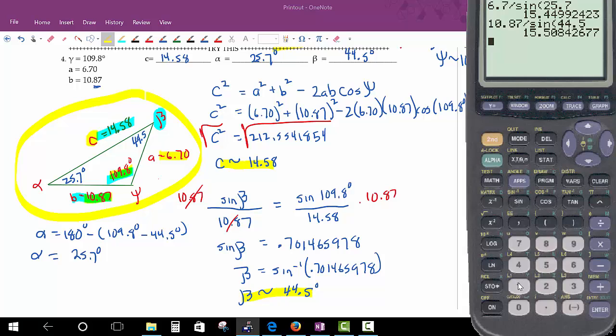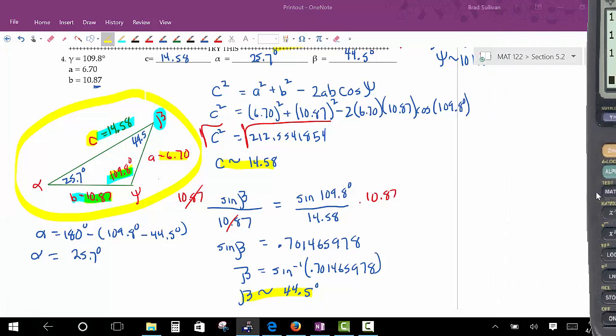Go to side C, 14.58 divided by the sine of its opposite angle, 109.8. And it looks like everything, whoa, I must have obviously put something wrong in there. Let's try that again. 14.58 divided by sine of 109.8. I just totally typed that in wrong. Okay, now if you look at these things, they're all the same. They all turned out to be roughly around 15.5, so that checks and verifies the answer.